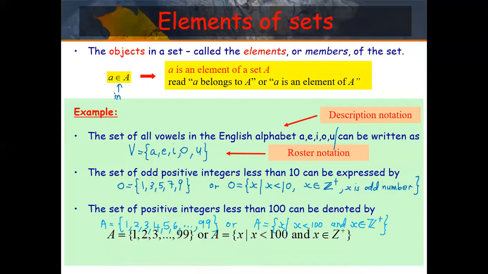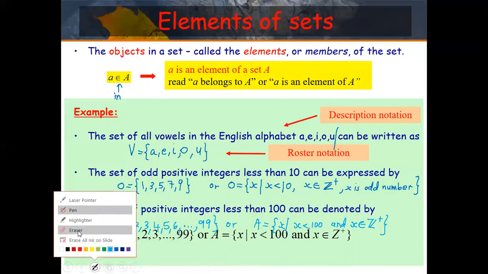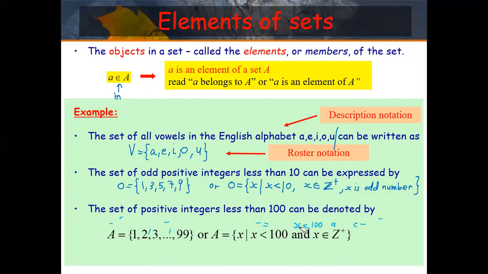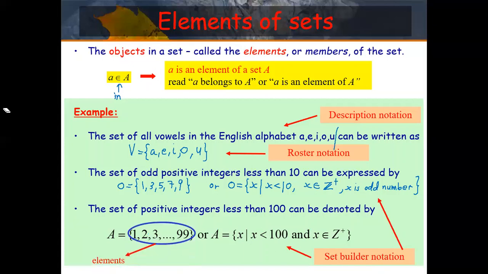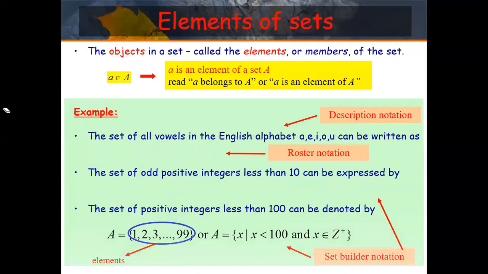Okay, so this is a set builder notation, you can see. And also here, 1, 2, 3, 4, 5, 6, 7, 8, up to 99 are called elements. Elements of set A.